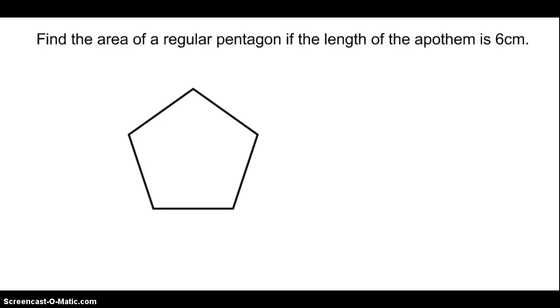Alright, so now let's look at another example using regular polygons. So this one says, find the area of the regular pentagon if the length of the apothem is 6 centimeters. So you can see now we're given the length of the apothem. Remember that the apothem is the length of the segment from the center of the polygon perpendicular to the side of the polygon. So right there I drew in our apothem. And we know that that is 6, okay?